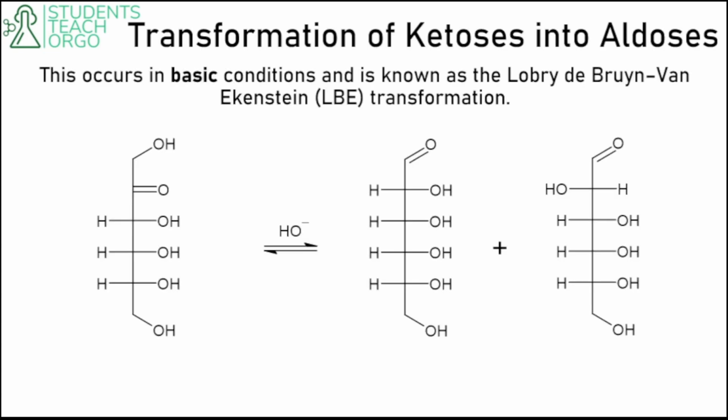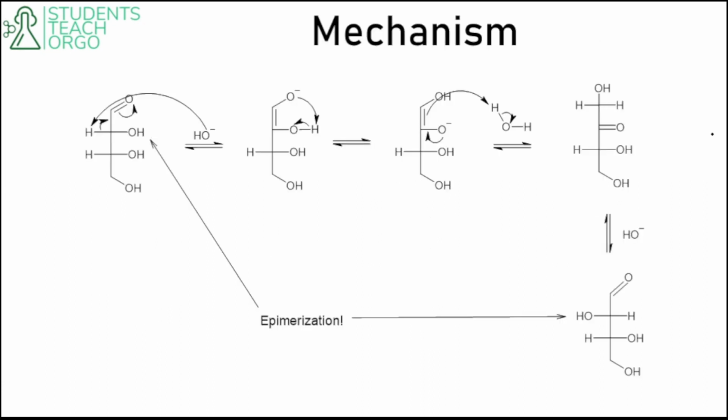So we can actually transform ketoses into aldoses. This is called the Lobry-de Bruyn-van Ekenstein, or I will call it LBE, because that's a mouthful, transformation. And it basically occurs in basic conditions. So take a look. This is your carbonyl carbon, and we pretty much create a stereocenter there, and we turn this into an aldehyde. So what's the mechanism for that? Let's take a look. It's actually not too bad.